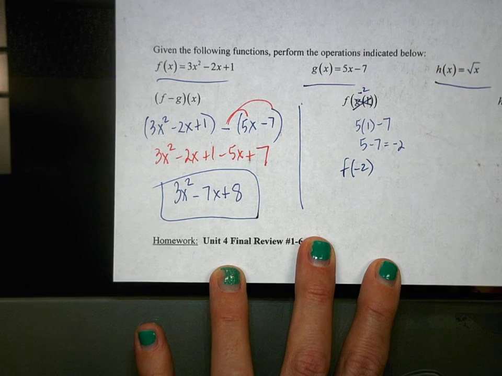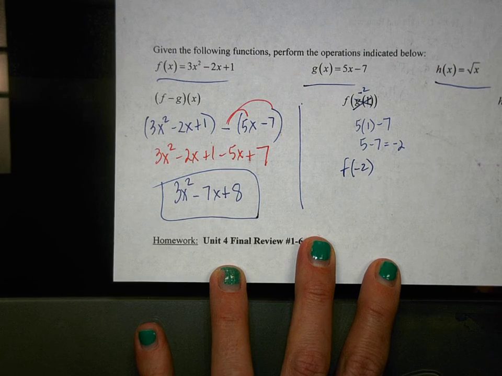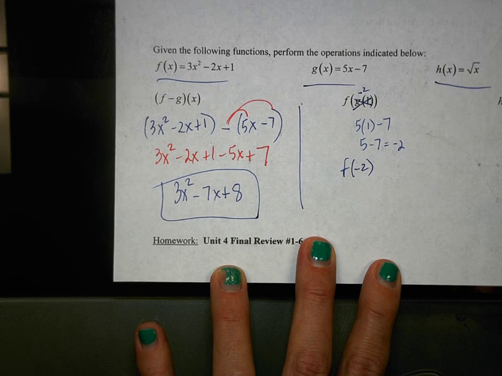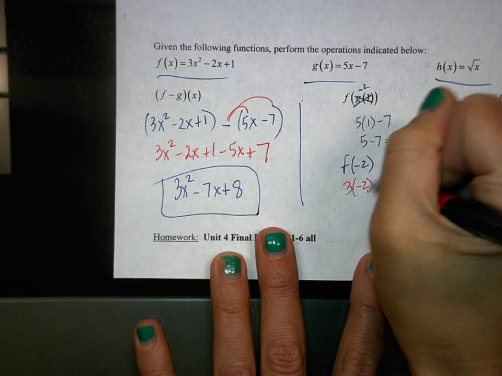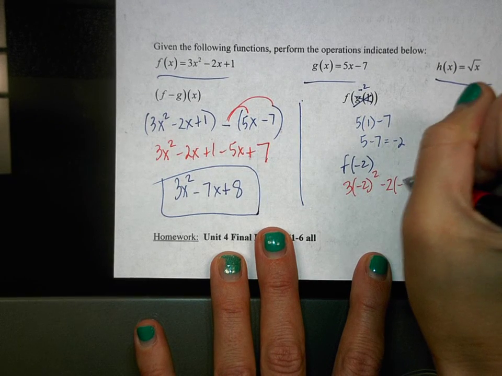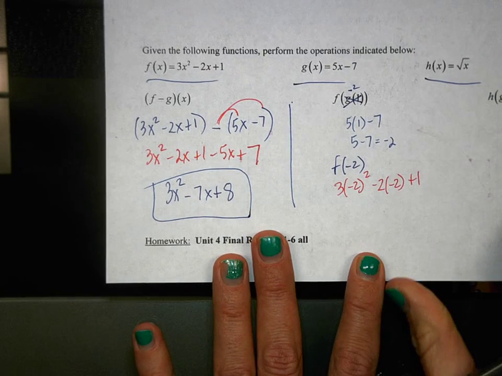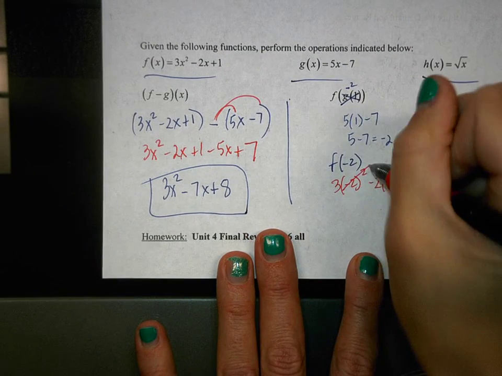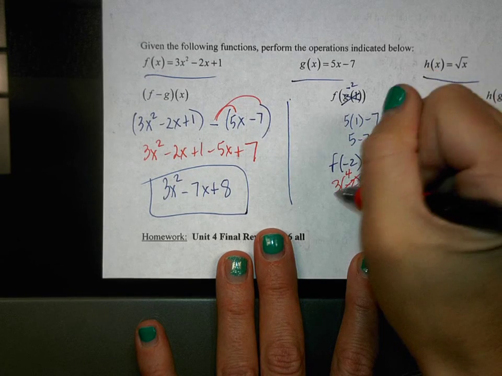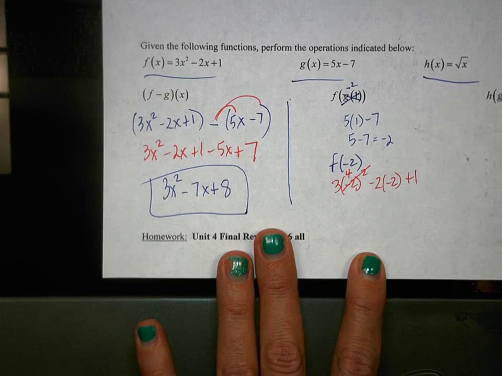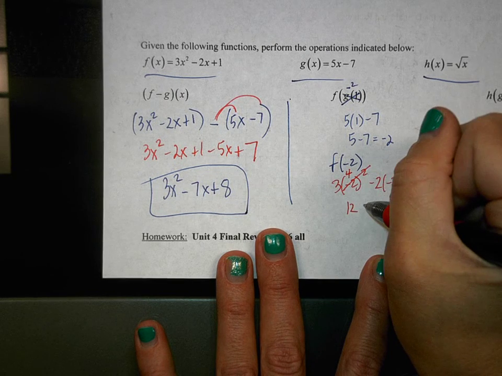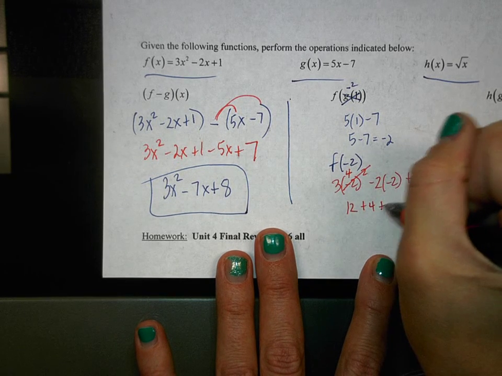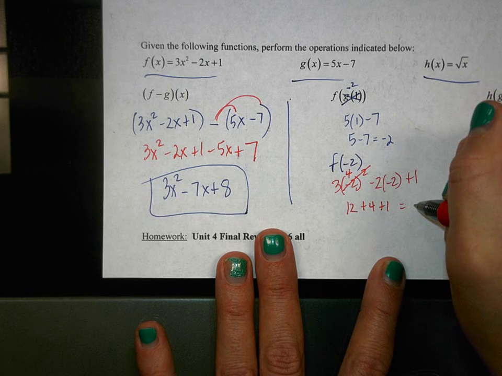Okay, so now I'm going to go to the f equation and plug in -2. So we have 3 times -2 squared minus 2 times -2 plus 1. What is -2 squared? Positive 4. And so I have 3 times 4, which is 12. -2 times -2 is a positive 4. And then plus 1. And we add that together and we get 17. So my answer is 17.